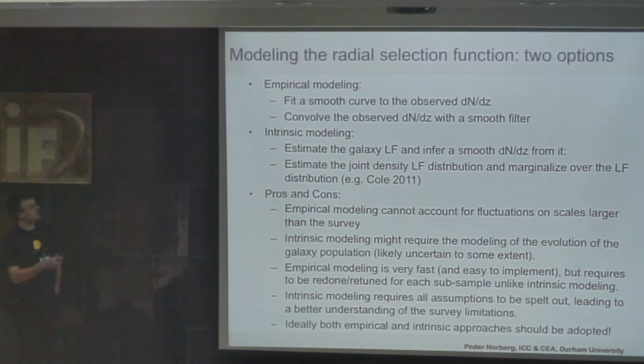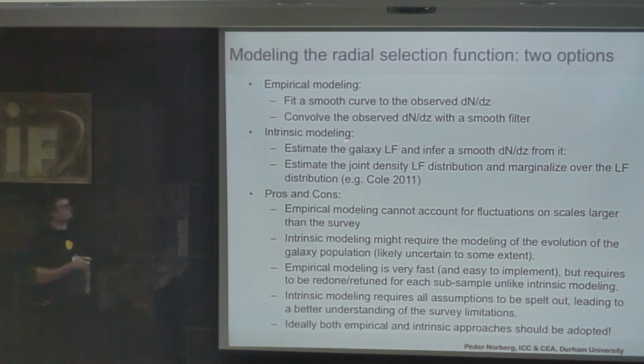There's empirical modeling. You fit a smooth curve to the observed n of z, which is not bad, and it's certainly very quick. Or convolve the observed n of z with a smooth filter, kind of similar. Both of these options have some good trends in them.